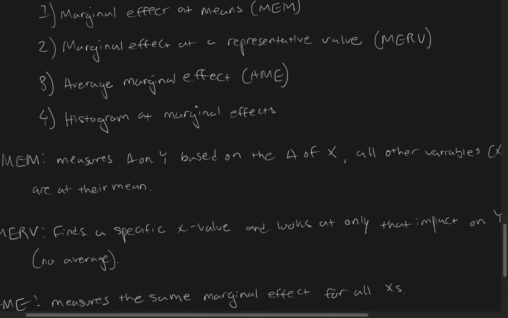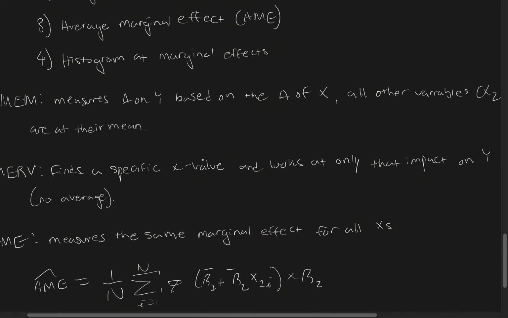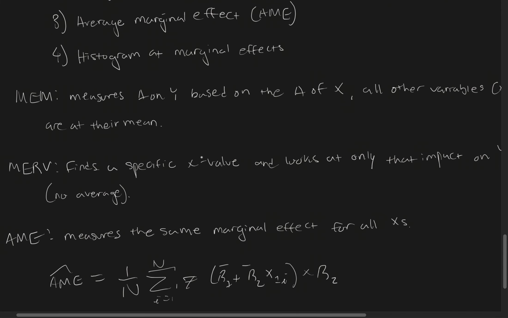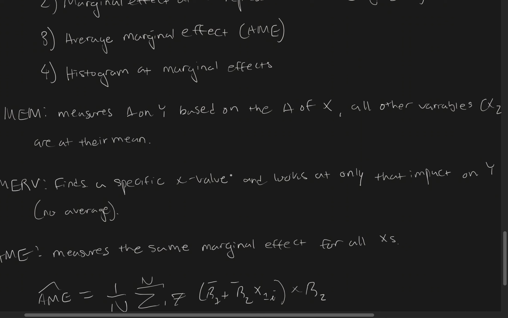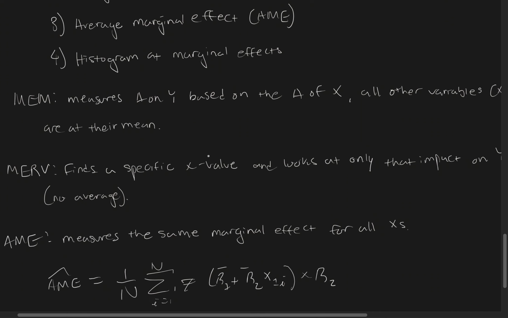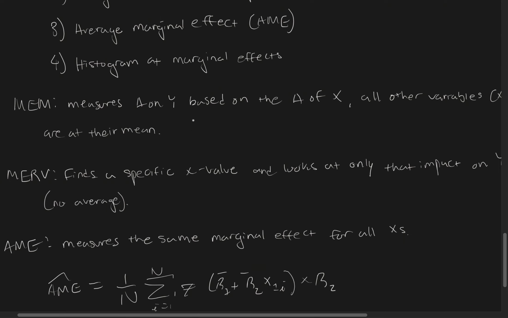Okay, marginal effect at a representative value. This is a lot easier compared to the MEM. So instead of finding the average, we look at a specific value and calculate the marginal effect there. Again, using the car crash example, I mentioned like 70 miles. The MEM would simply measure what is the chance of a car crash, not what is the chance of a car crash when we're driving 70 miles, but simply what is the chance of a car crash given these other variables are constant.